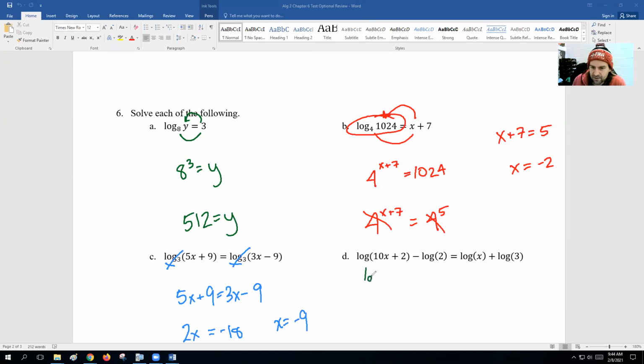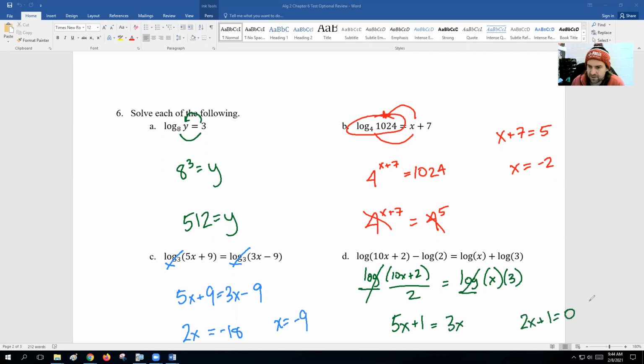Now, when we have multiple logs, we got to turn them into 1 log before we cancel out. So this would be log base 10 of (x plus 2) divided by 2 equals log base x times 3. Now we have 1 log on this side, 1 log on that side. They're the same log, they cancel. So if we divide this by 2, this is 5x plus 1 equals 3x. Can subtract that over, we get 2x plus 1 is equal to 0. Subtract the 1 over, it's -1. Divide by 2, we get -1/2 as that answer. Not too bad.